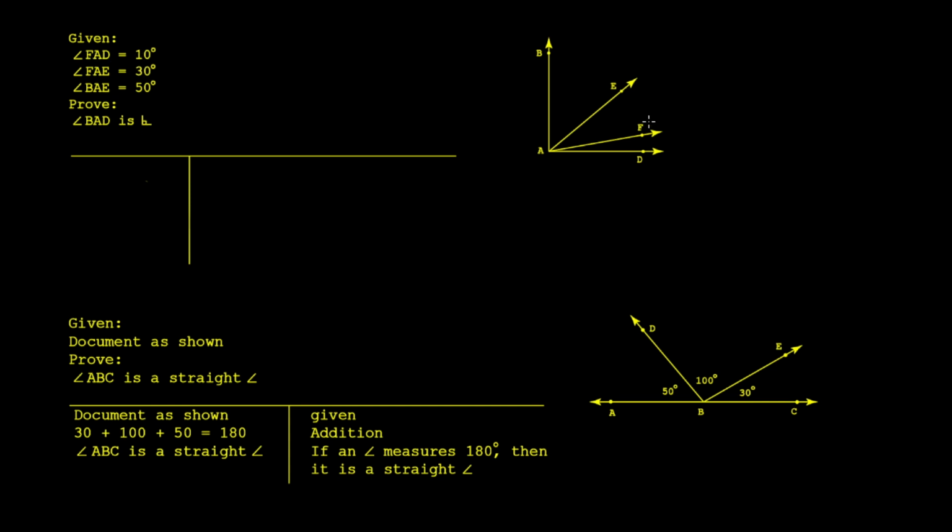Angle FAD is 10 degrees. Angle FAE is 30 degrees. And angle BAE is 50 degrees. 50 plus 30 is 80 plus 10 is 90. That is 90 degrees by the addition property of equality. Angle BAD is a right angle. If an angle has a measure of 90 degrees, then it is a right angle. Run through that several more times, write this out, and then we'll move on.